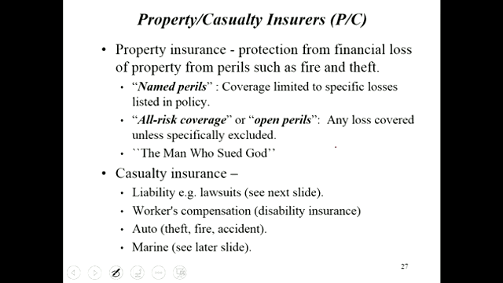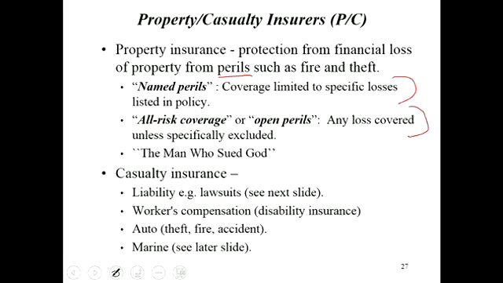So property, fairly obvious what that is. It gives you protection from your financial loss in case something gets damaged. They call these things perils, and fire, theft, that sort of stuff is what they call peril. Typically, there's two types of policies. There's what they call named perils, where you have specified things that you're covered for. If it's not on the list of things you're covered for, and something happens, then you're not covered. The other one, the all risk or the open perils, basically covers any loss unless it is specifically excluded.